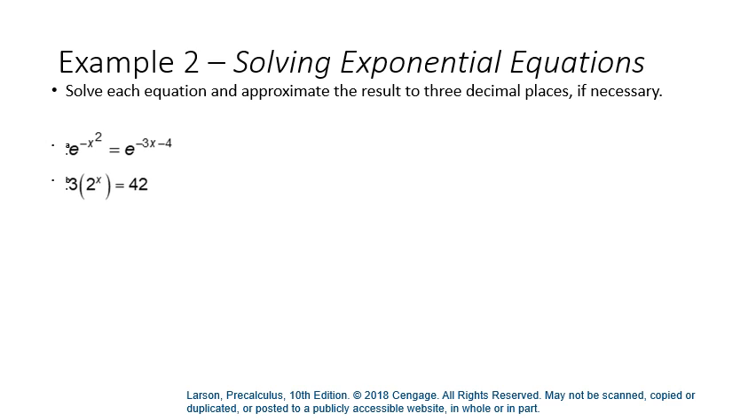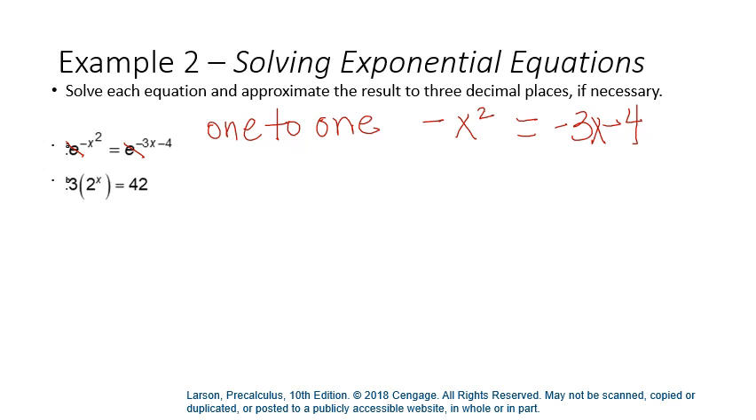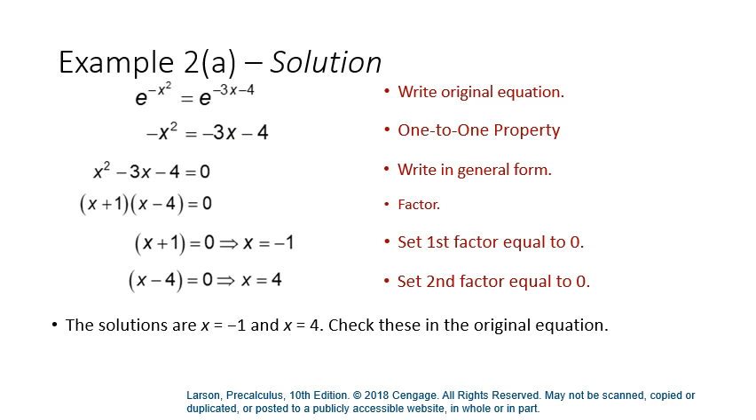So what they're doing here in example 2, for part A, they have an e to a power and an e to a power. Essentially, our work is very minimal here because our bases are already the same. So we can use the one-to-one property, and we'll have negative x squared. Take our exponents and set those equal to each other and solve. And you'll see them do that right here. So they've set the exponents equal.